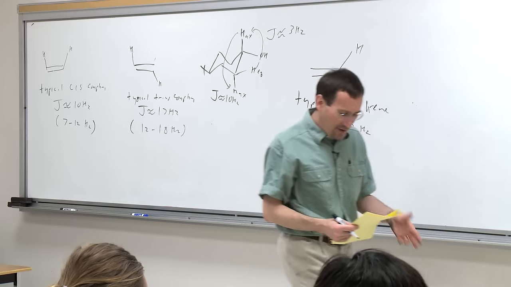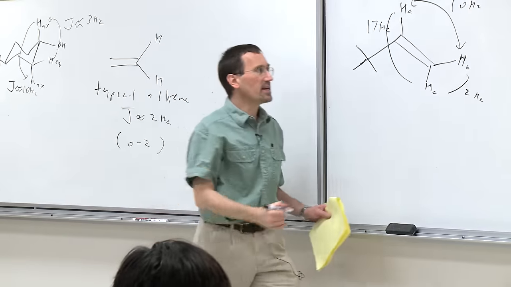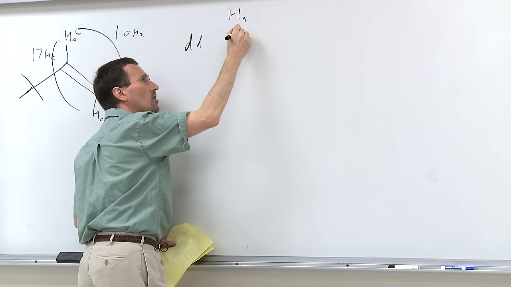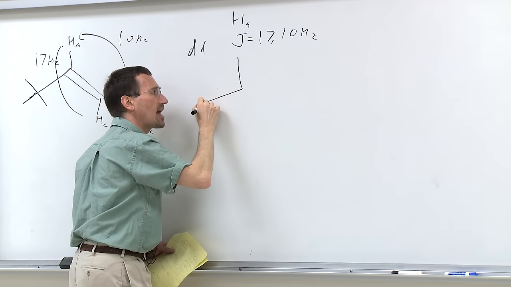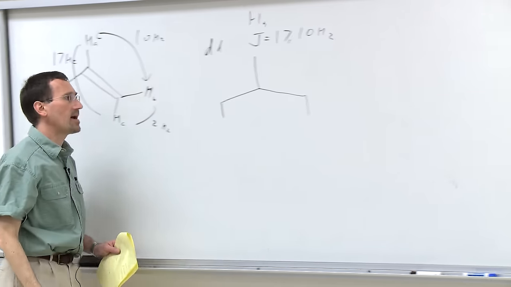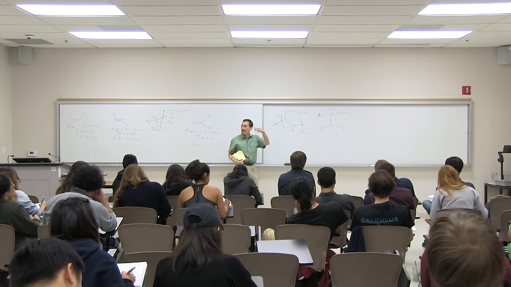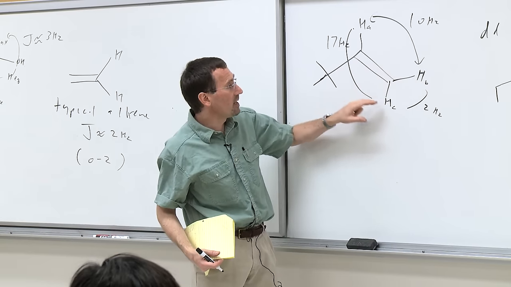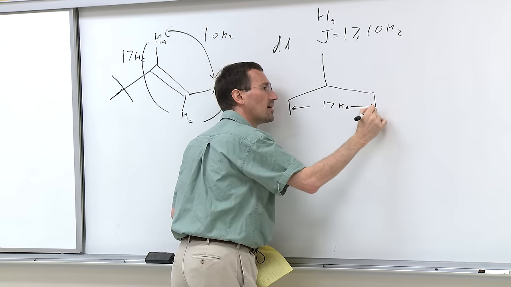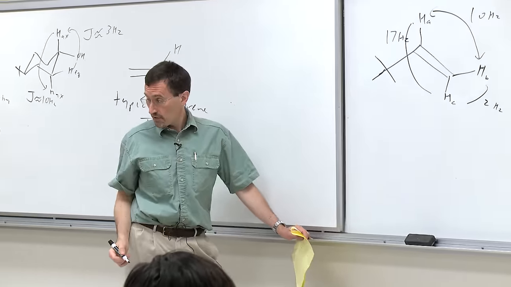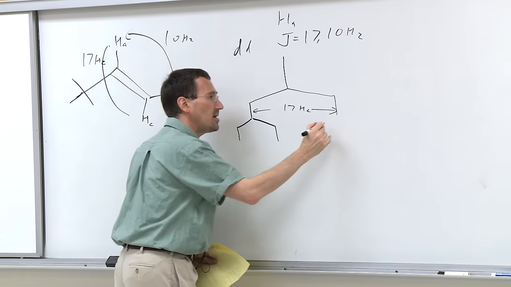So if you want a diagram or think about how this would look for HA, you would expect it to be split into a DD, a doublet of doublets, with J equal to 17 and 10 hertz. And I could sketch that out by making a little splitting tree diagram where we imagine, of course, splitting occurs all at once, but you can think of it as occurring sequentially. HA is split by HC with a big J of 17 hertz. And the lines are further split by HB with a J of 10 hertz.